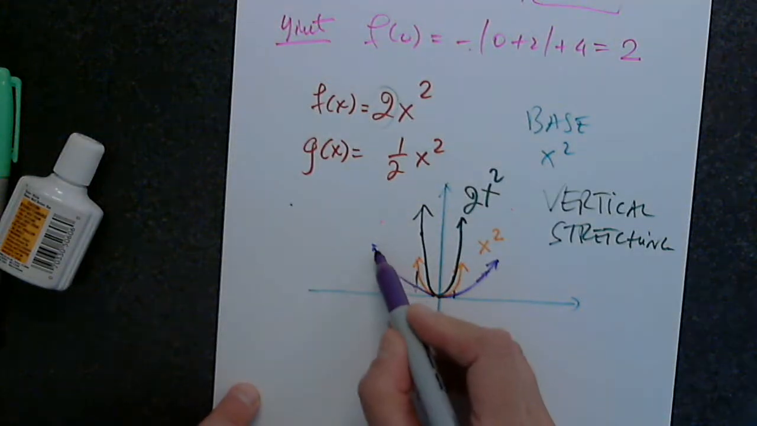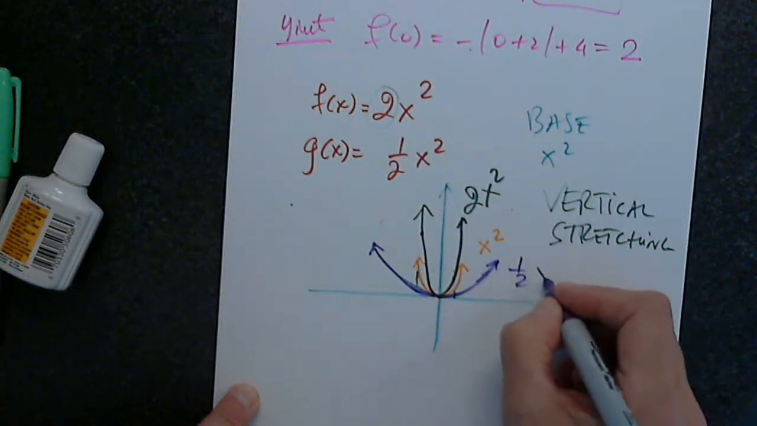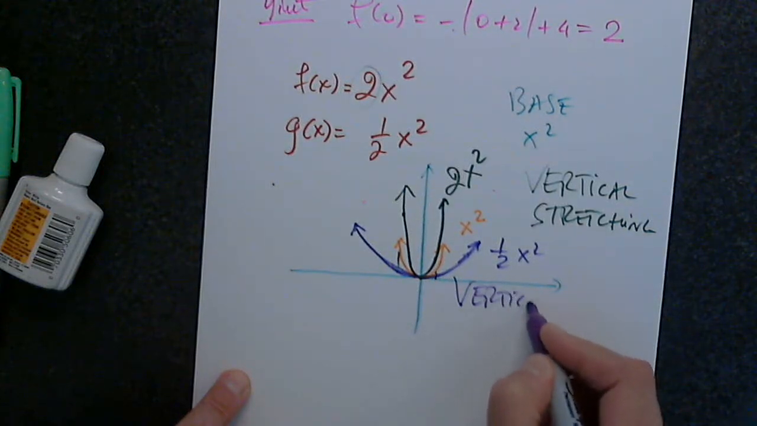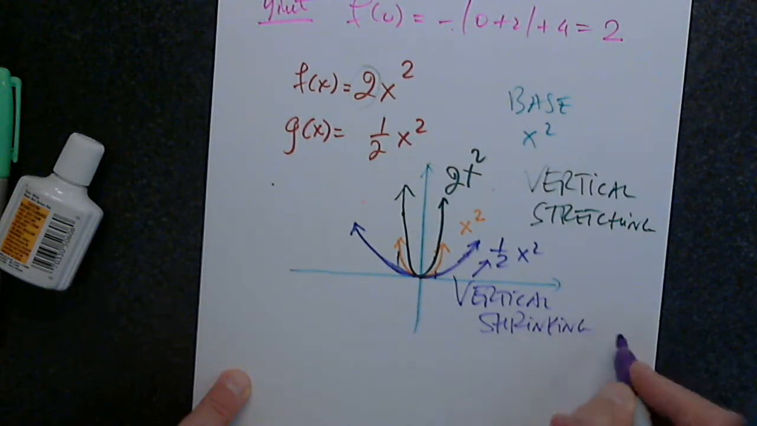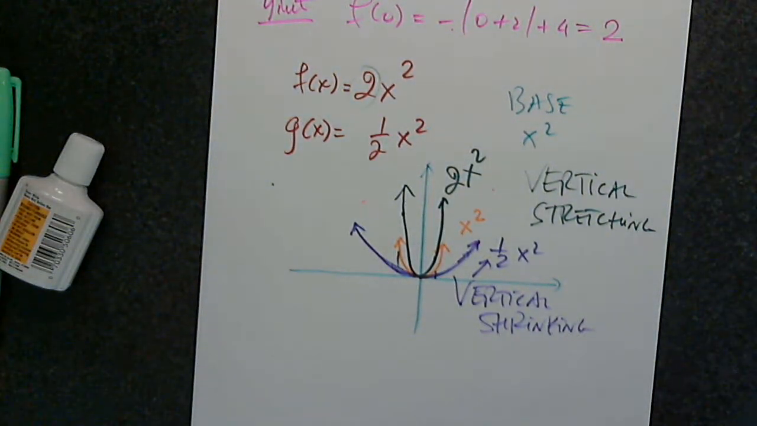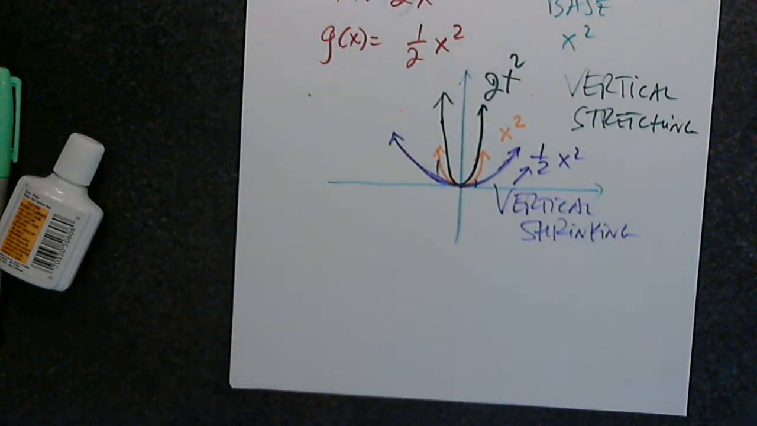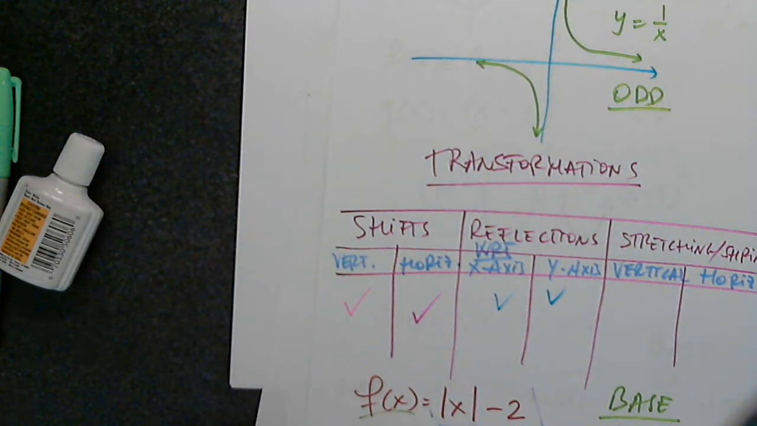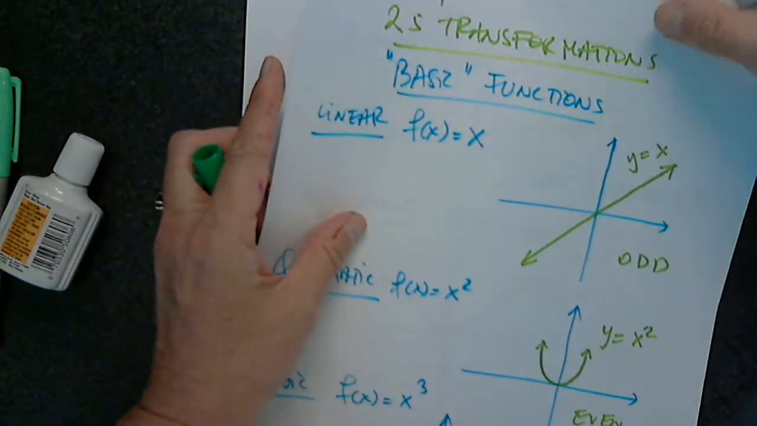My graph is not symmetric. Sorry about that. So this is 1/2 x squared, and we call this vertical shrinking of the graph. In other books, they have other names. It doesn't matter as long as you understand the procedure. Okay, let's look at the combo and then the last one. So this is a vertical stretching and shrinking. And we have the last one to look at.